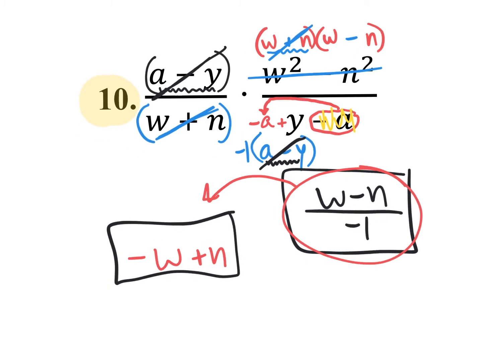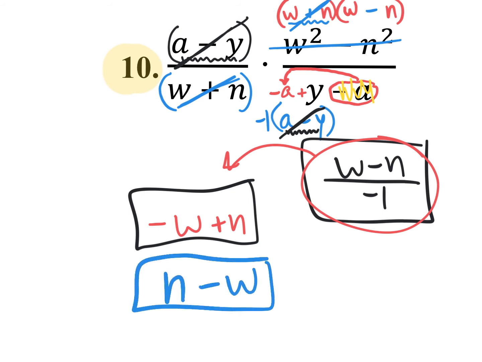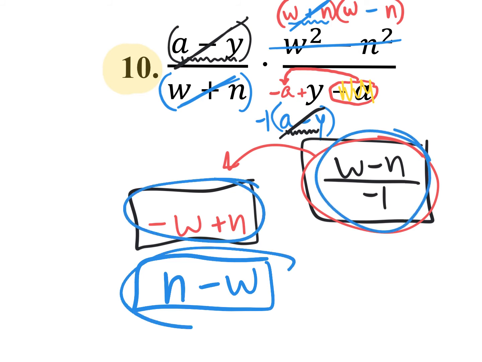Shoot. Let me even tell you another possibility that it might be written. It might be written like this. It just looks nicer, right? When you have an n minus w as opposed to a negative w plus n. So all of these three answers are perfectly fine. This one's good, this one's good, this one's good, right? You've got to be able to understand which answer it is on the multiple choice problems.